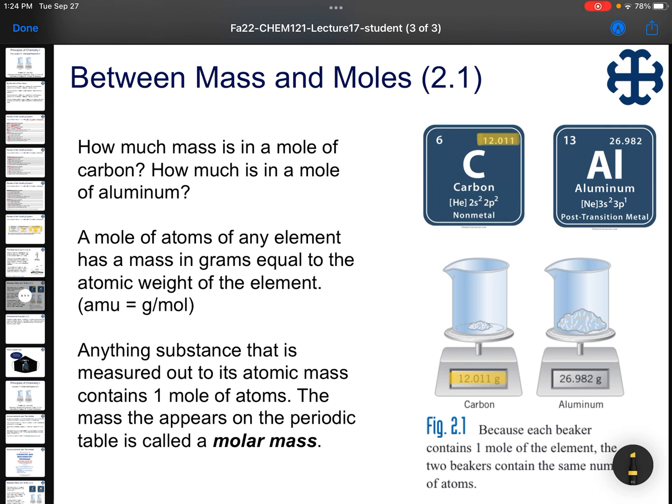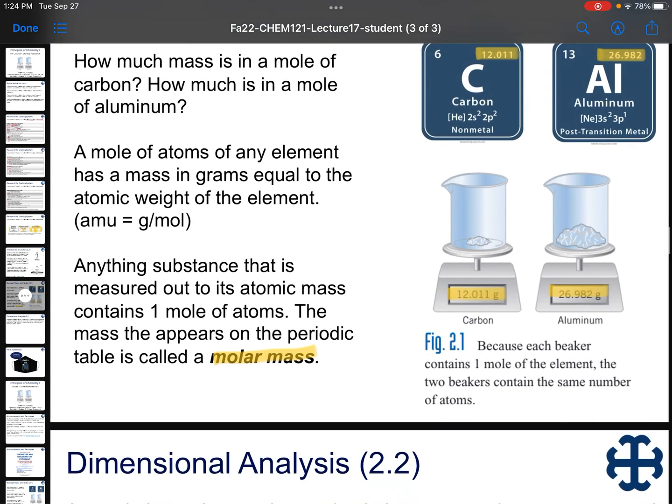Same is true for aluminum. Obviously, it's a different element. It's going to have a different mass. And so that mass for aluminum is 26.982 grams per mole. And so this is a value that we call the molar mass. It's taken right from the periodic table. And so hopefully it should be a pretty easy thing to find. Okay, so that is the definition of molar mass, how we use it.